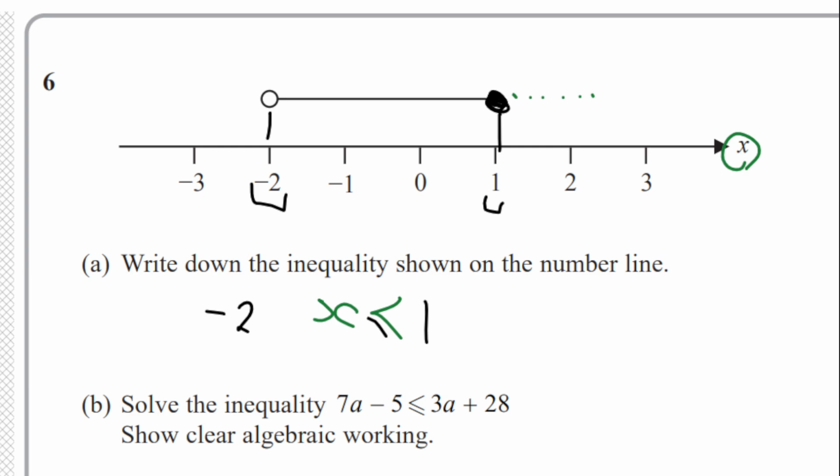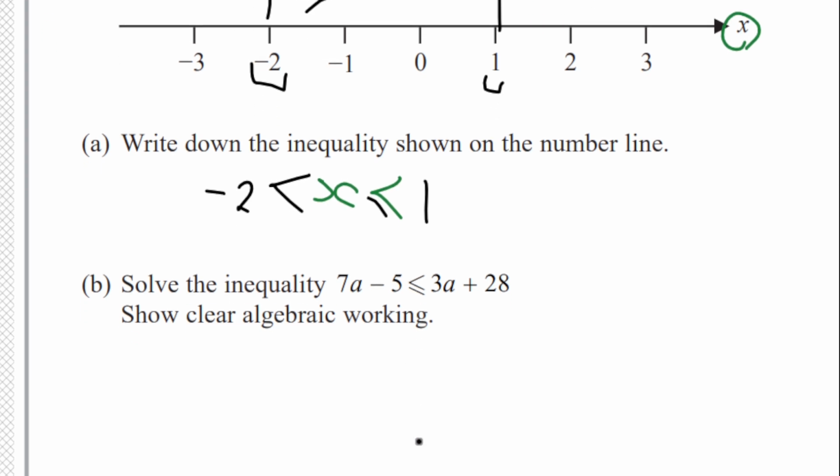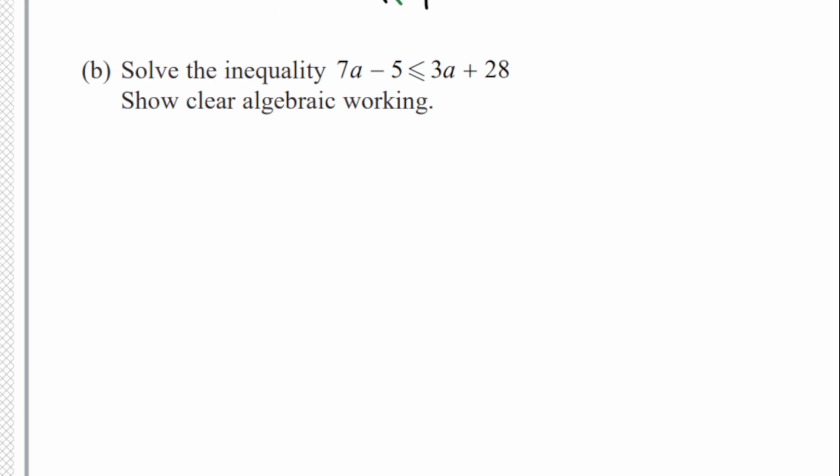Now let's look at the -2. Is it going less than -2 or more than -2? It's going to be more because it's going towards the positive numbers. And that's it. It's not shaded, so we won't add the equal sign. Now let's look at the second part.